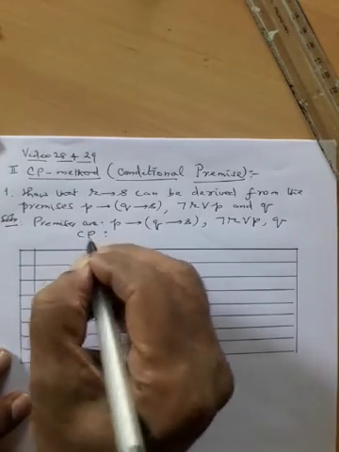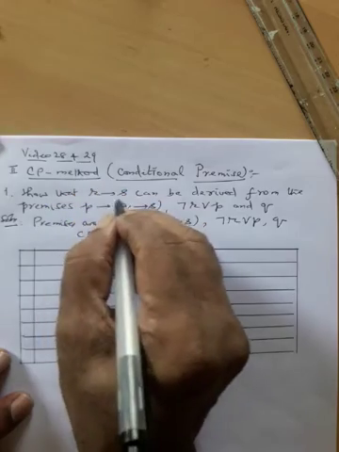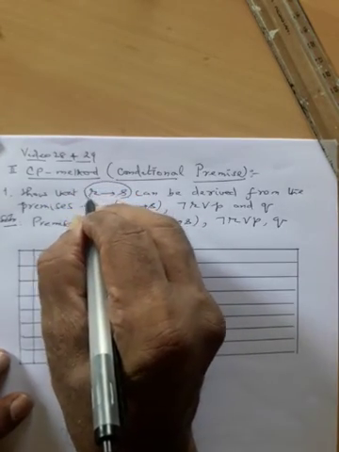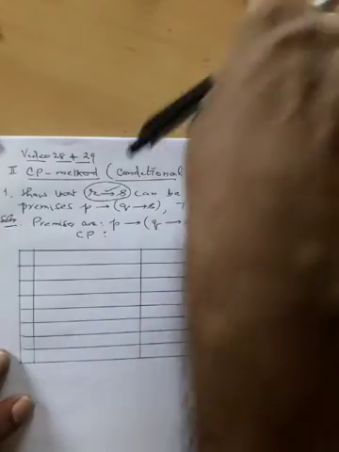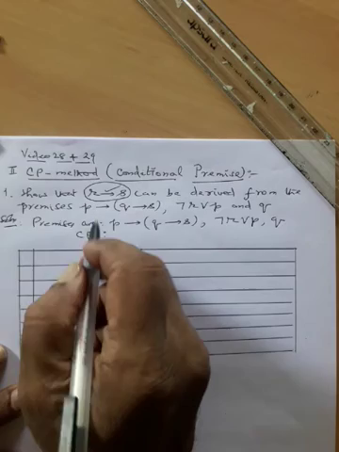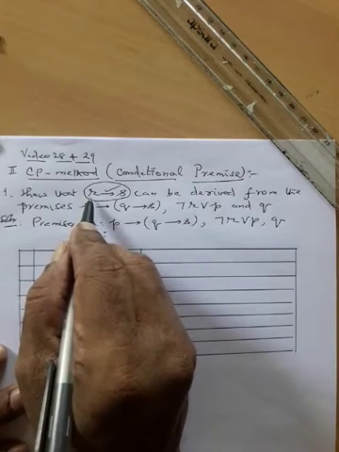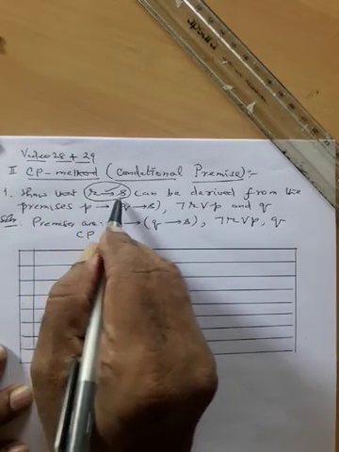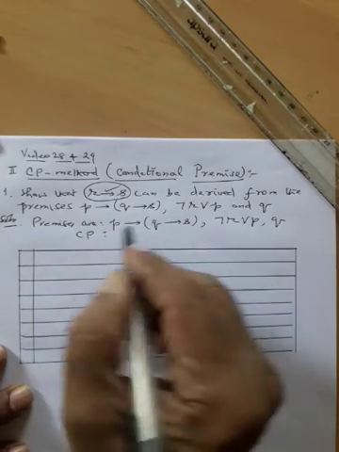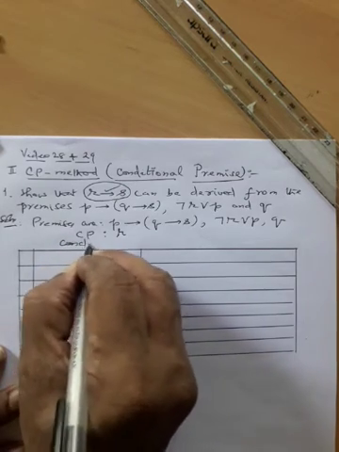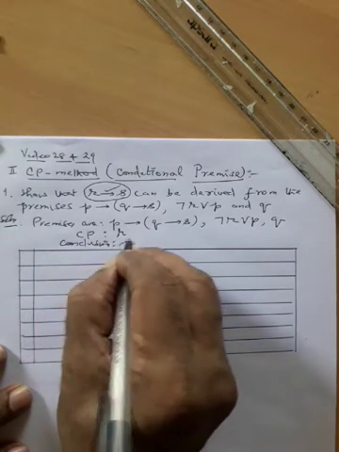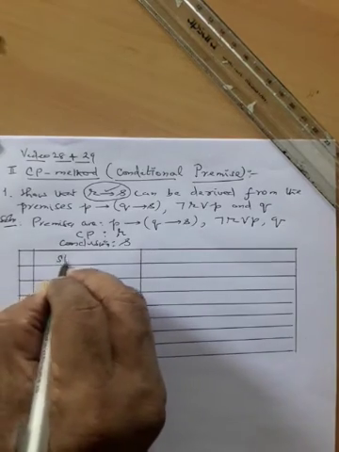Conditional premise. We can always use this method only when you want to show that R conditional S. The conditional is what we are going to prove. So only when you prove the conditional can you use this method, conditional premise method. That is, you will have to assume R, then you have to prove S. R conditional S means if R then S. So conditional premise, R is a premise. Conclusion is S.